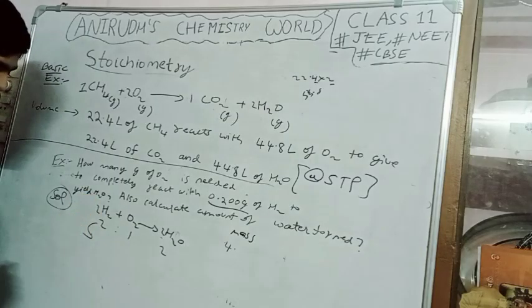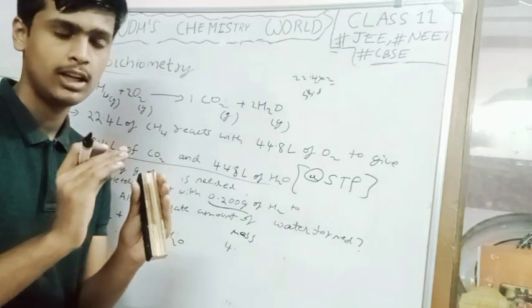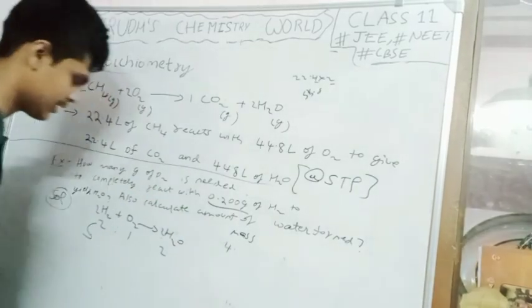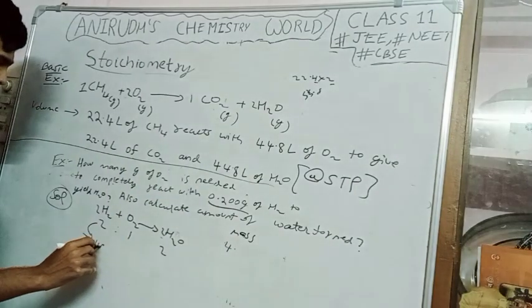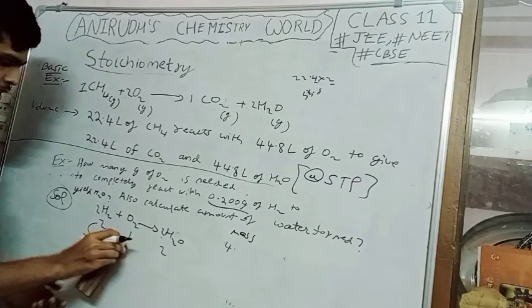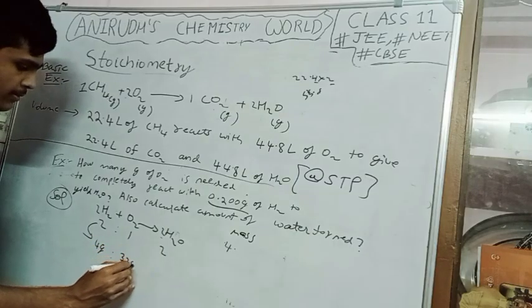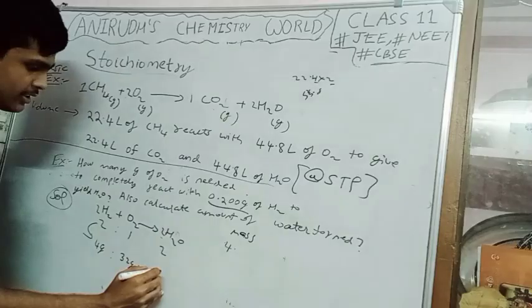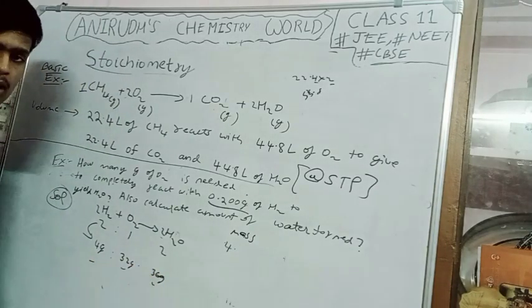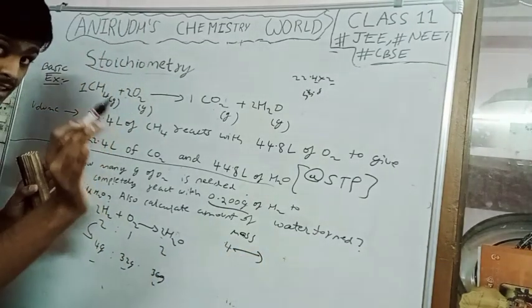Since we are converting this into the mass parameter, we have already learned that we can convert the moles into any of the parameters such as mass, volume, and number of particles. So according to that, we can write 4 grams of H2, and 16 is the atomic mass of oxygen. So 16 2s are 32 grams, and for water it's 18, right? So 18 2s are 36 grams. This is the ratio of mass.